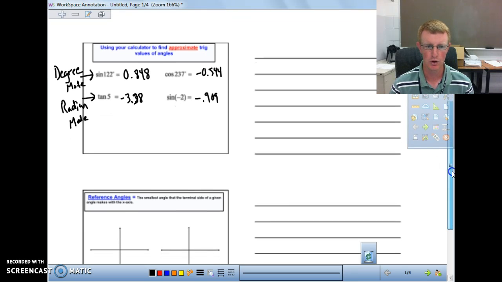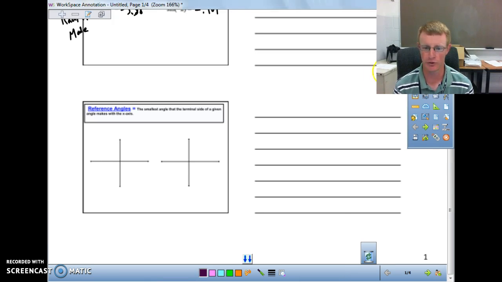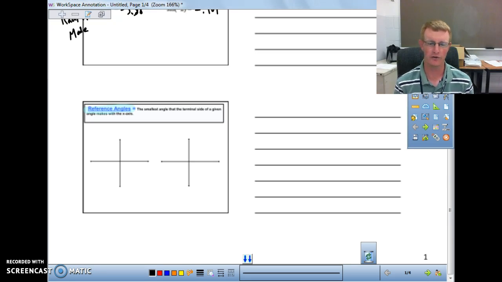Now let's get into how we're going to find exact values for our trig functions. Reference angles are singly the most important thing that you need to understand. If you understand reference angles, then you'll definitely understand how to find these exact values. Reference angles are the hardest thing at first to understand in what we're trying to do, but you'll see why we need to do this.